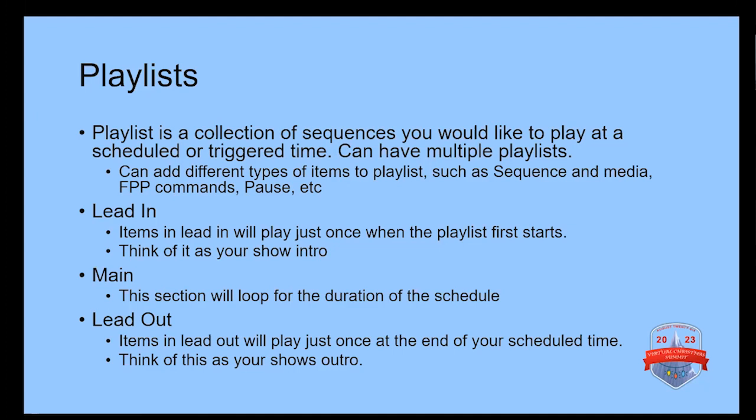Commonly we're going to use an item called sequence and media, right? That's what we're doing, building sequences. But we can also add FPP commands, or a pause, or some other items into the playlist as well. So sometimes you might have 5 songs and take a 4-minute or 3-minute pause or an intermission. Then you'll have more items, and then you'll take another pause. Some people use that for traffic control to help keep people flowing and moving out.